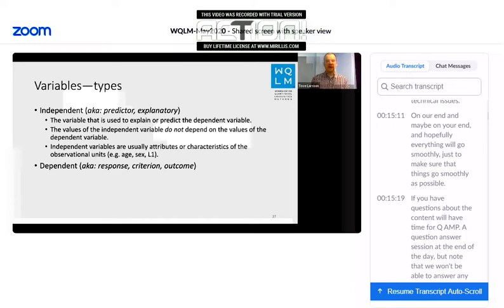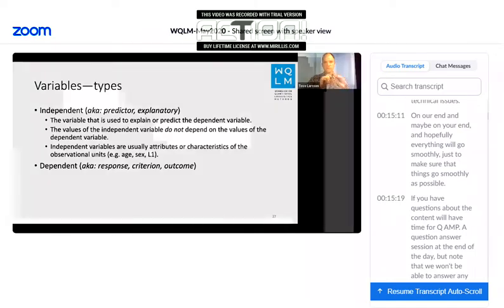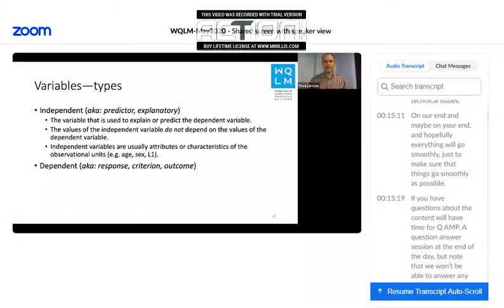It's important to note that the values of the independent variable don't depend on the dependent variable. Rather, we're testing to see if it's the other way around, but they're independent of anything that's going on with the dependent variable. And these include attributes such as age, sex, L1. In corpus linguistics, they may be register, dialect, and so on.